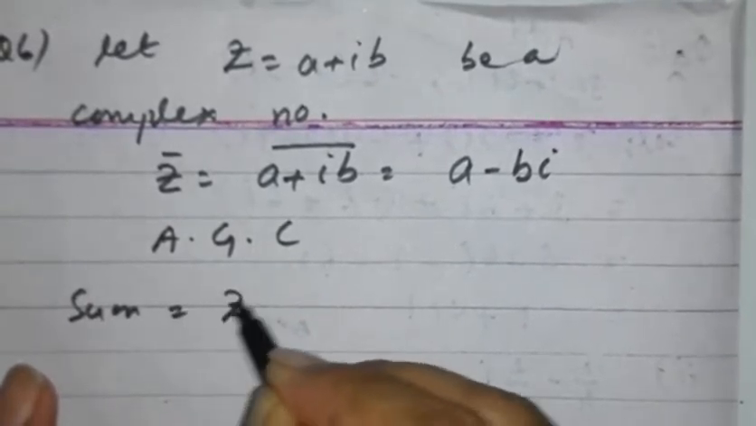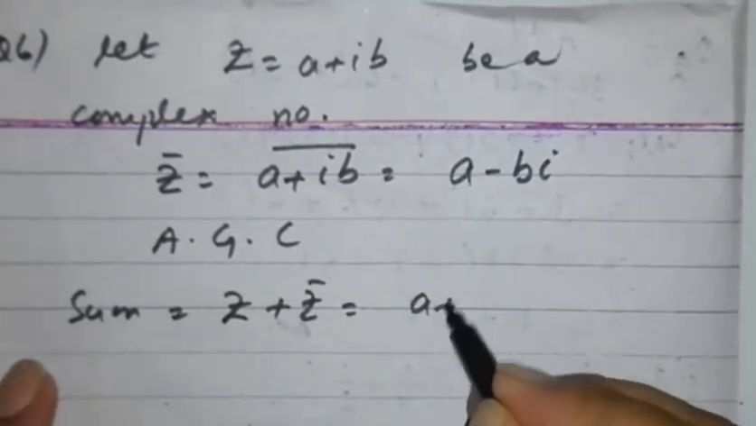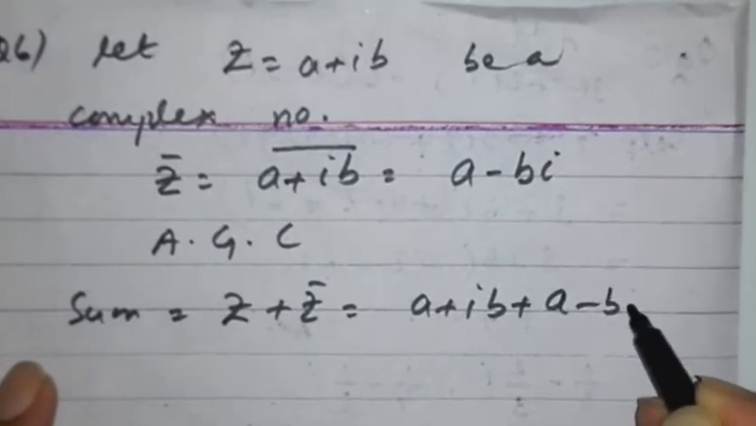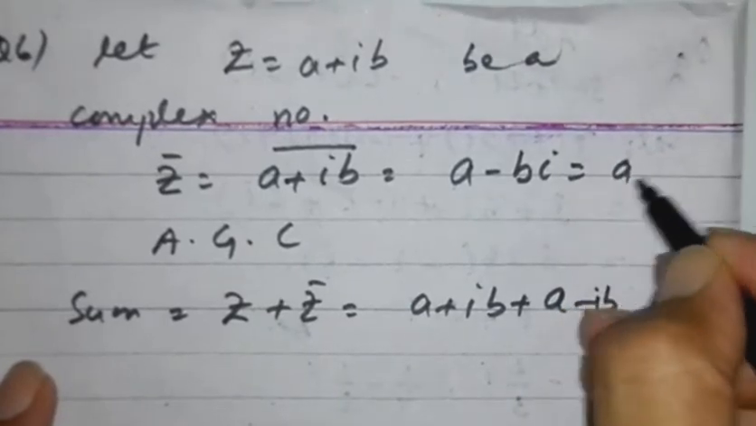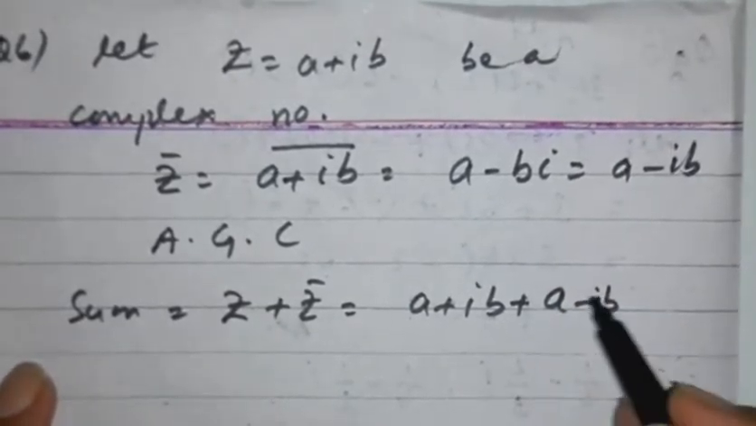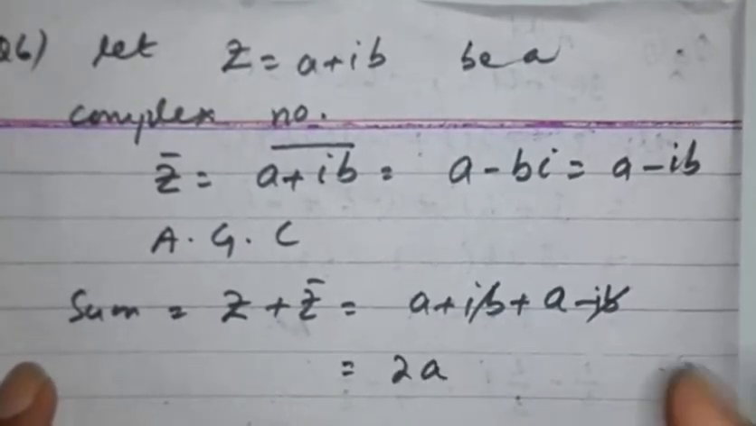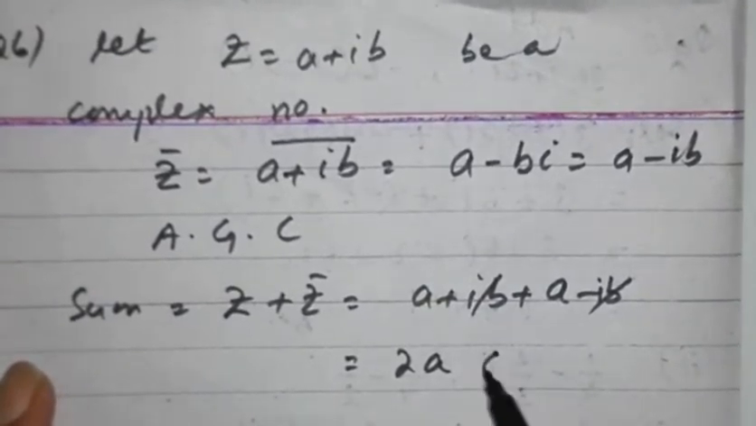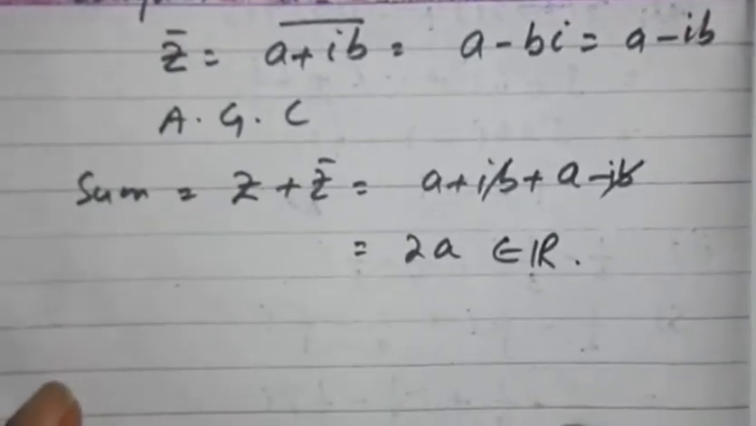of z plus z conjugate. So write it a plus iota b plus a minus iota b. So these imaginary parts cancel with each other. We get 2a, which is a real number, which belongs to the real numbers. We have proved the one part.